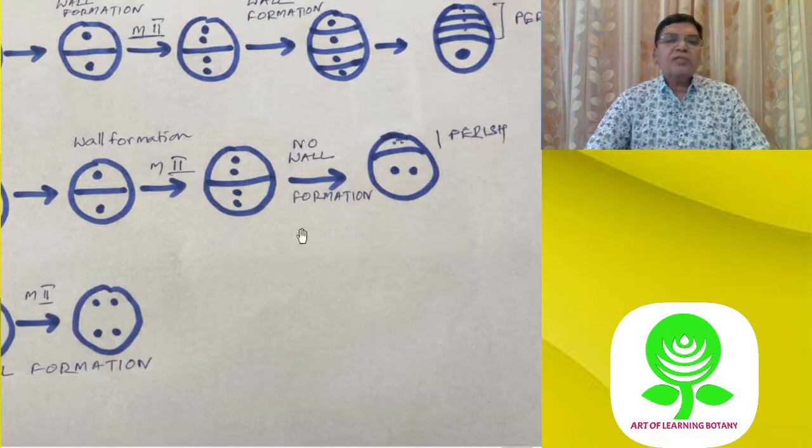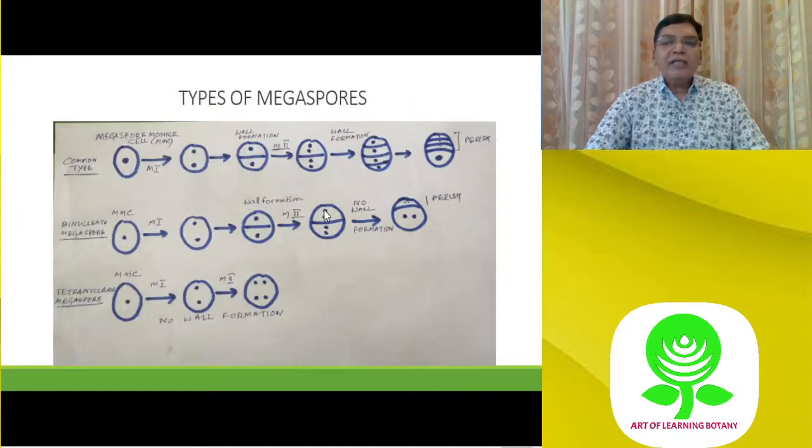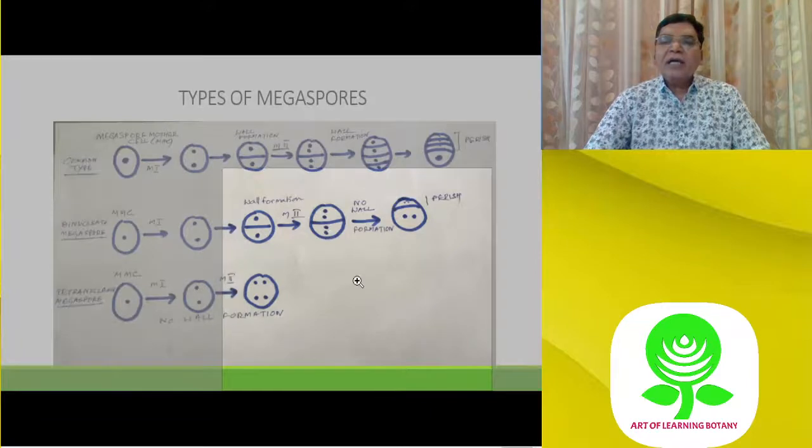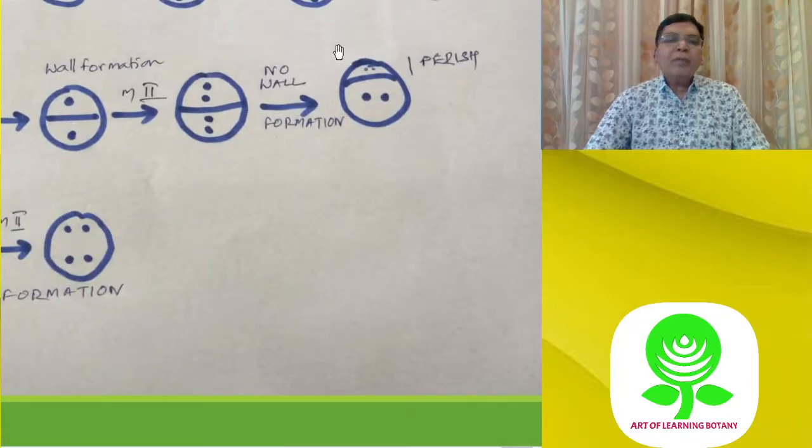Then it undergoes meiosis 2, the equational division. So here 2 nuclei are formed in each daughter cell. But there is no division or cell wall formation. So as a result, each cell is binucleate. You find the upper binucleate megaspore cell degenerates, and the lower binucleate megaspore cell is the functional one. So it is called binucleate megaspore. The first one was uninucleate megaspore.